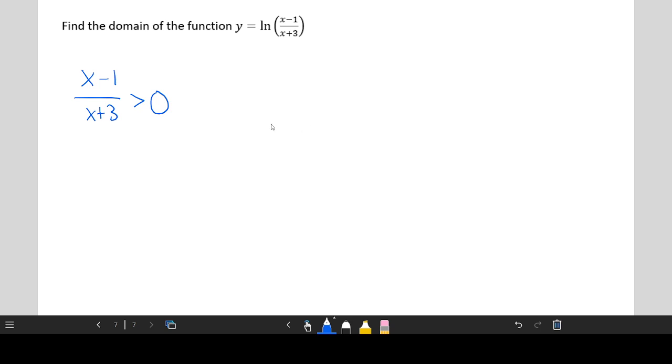And we've discussed how to solve inequalities like this previously. The left side is a rational expression that can only change sign where the denominator is 0 or where the numerator is 0. And so the denominator would be 0 at -3, the numerator would be 0 at 1. And so we can test a number in each of these three intervals and see where this statement is true.